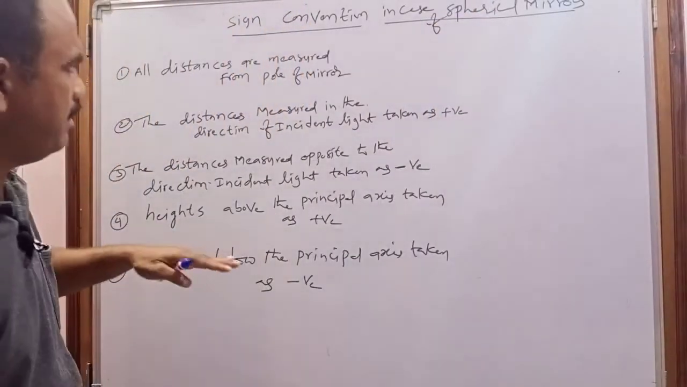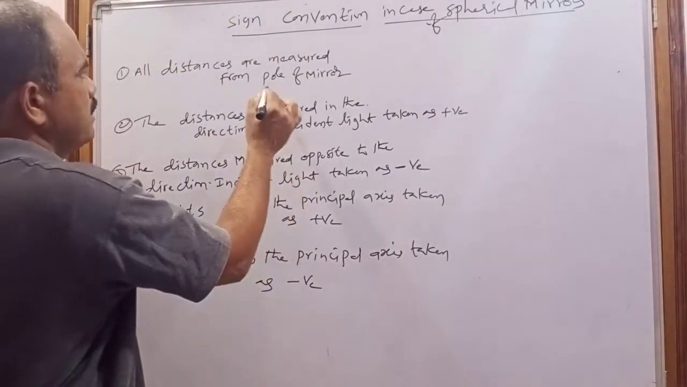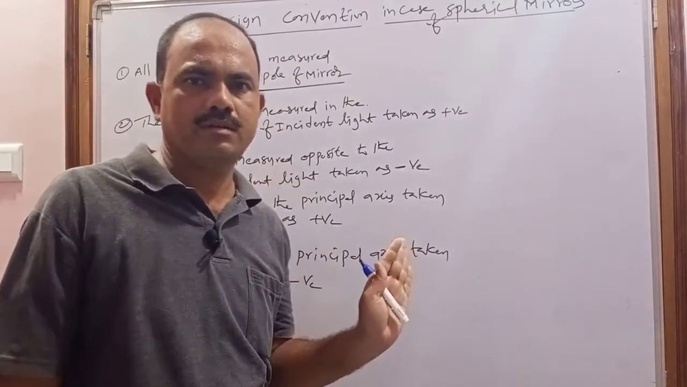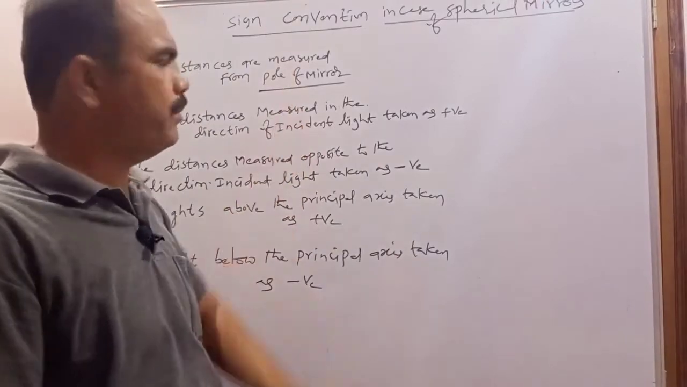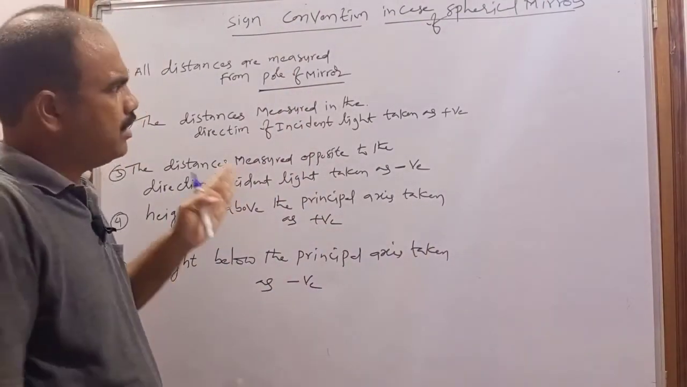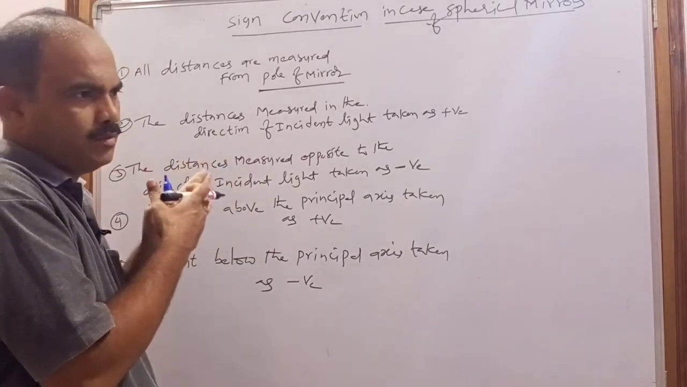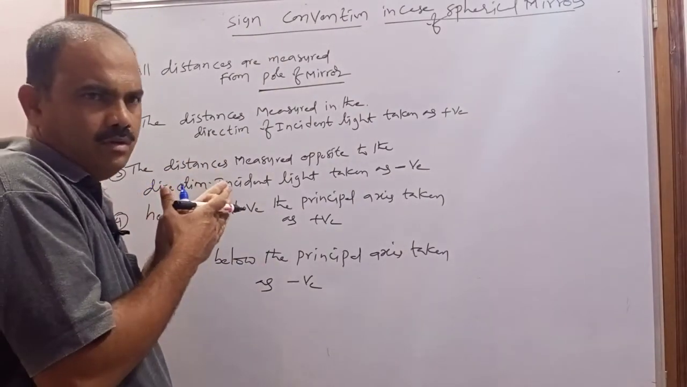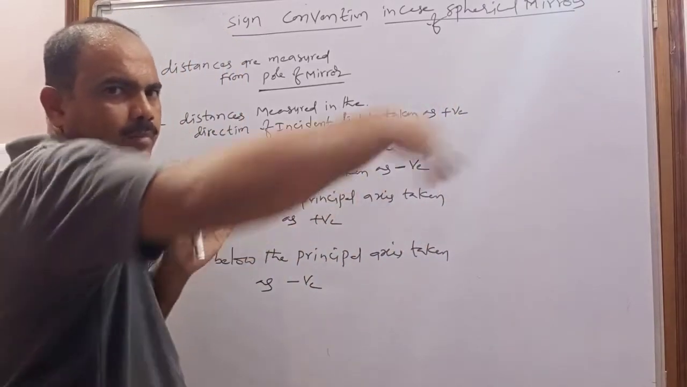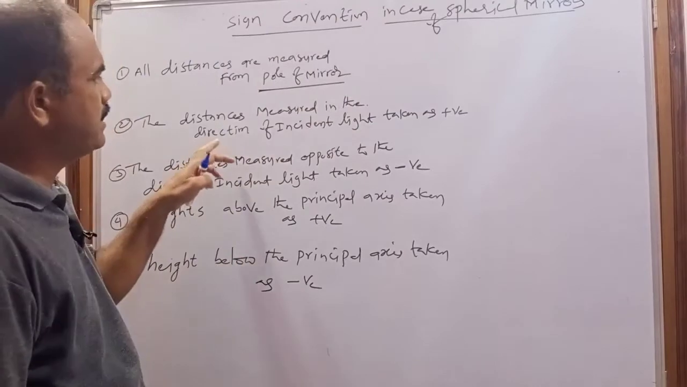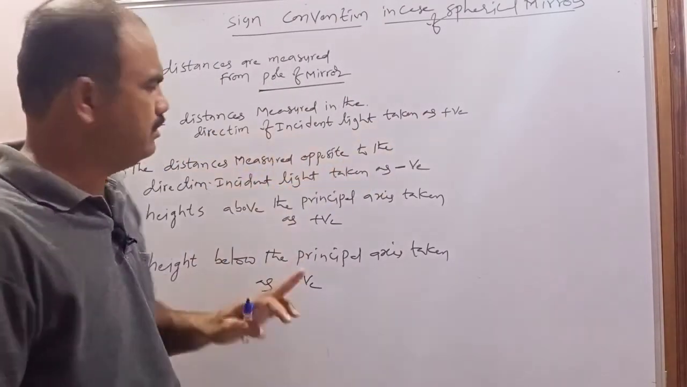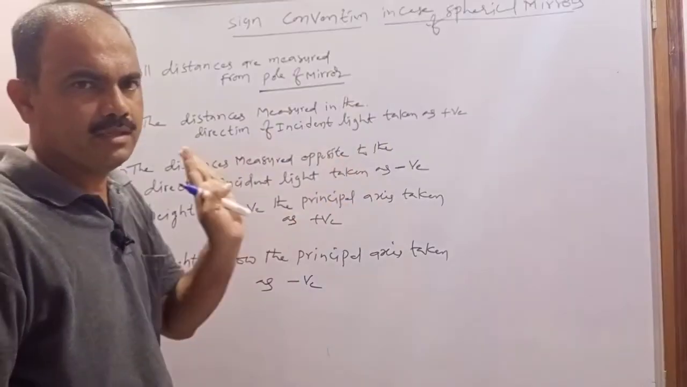So all distances are measured from where? The pole of the mirror. This is very important. The pole of the mirror is taken as the origin. All the distances are measured only from the pole. Sometimes the incident light may come in your direction or the opposite direction. That's why distances taken in the direction of incident light are positive, and in the opposite direction are taken as negative.